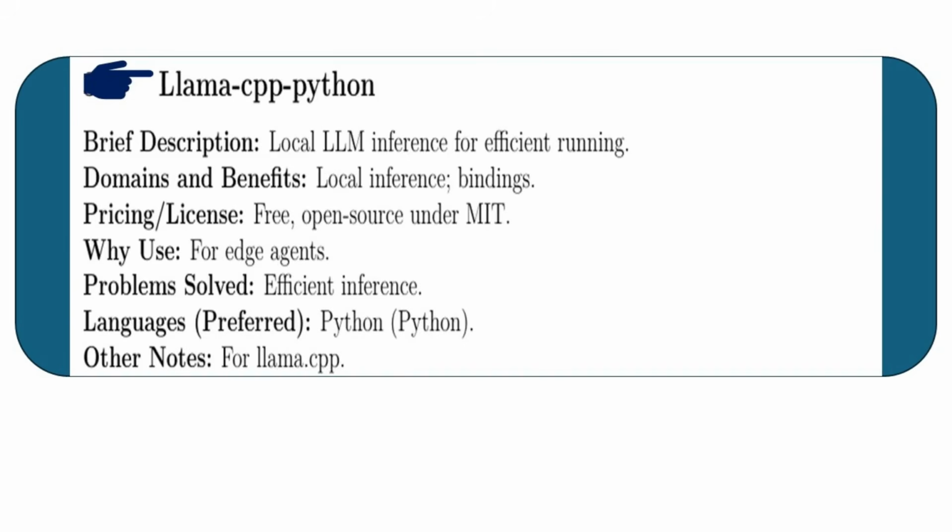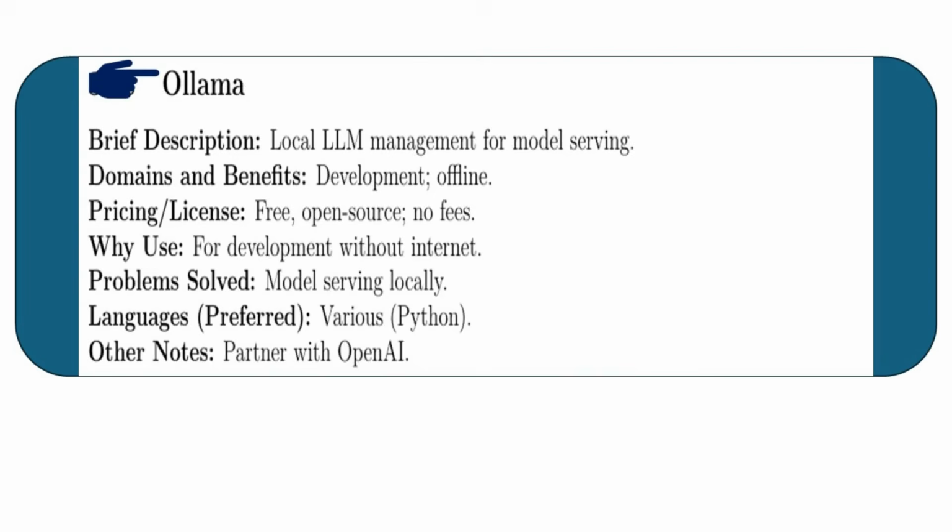Llama CPP Python, local LLM interface for efficient running. Local interface domain area benefit with binding. It's free and open source, mostly for the edge agents. Efficient interface resolution for this. And preferred language is Python. It's for llama.cpp.